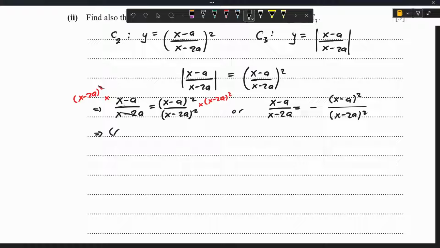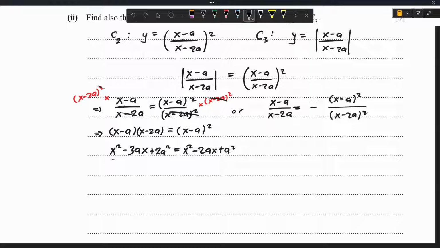dividing here, (x minus a)(x minus 2a), and that's equal to, these will cancel, so that's (x minus a) squared. Expanding the brackets, we get x squared minus, actually, it's minus 3ax. All right. And that's plus 2a squared being equal to, expanding this, that's x squared minus 2ax plus a squared.